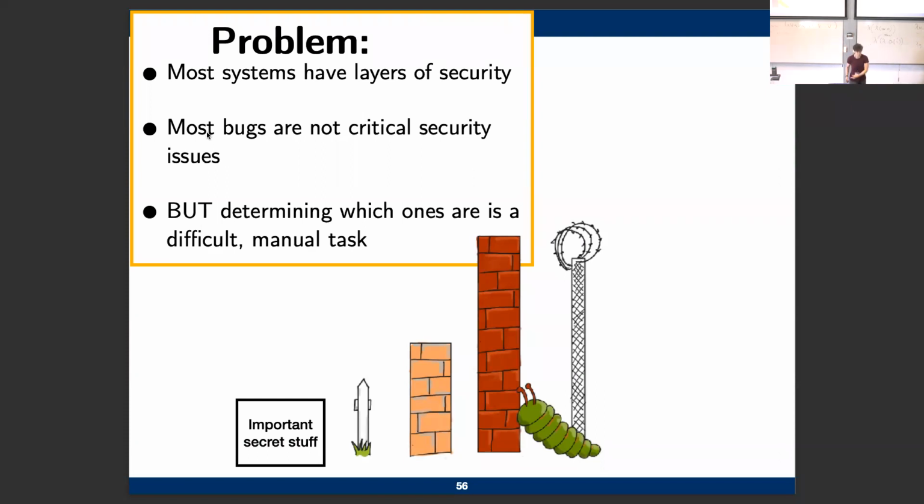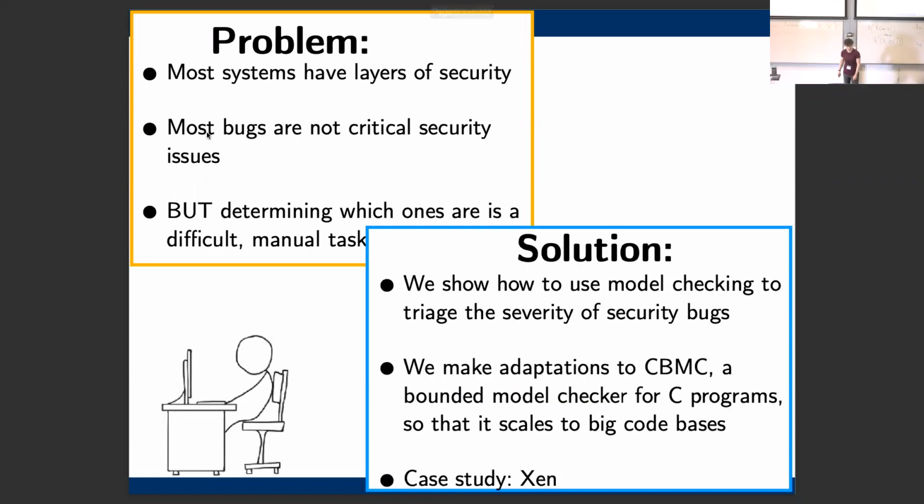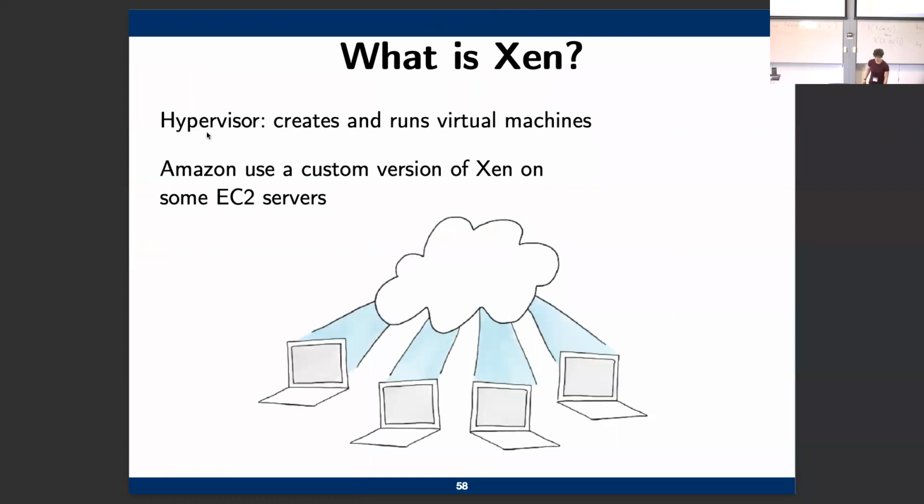All good systems have these layers, and we need to determine whether our bug can reach sensitive information from behind these layers. The full talk on this is on YouTube if you're so excited about this, but essentially you can use model checking to do this, and you can use CBMC to do this. This is a proper big example of what SAT can do.